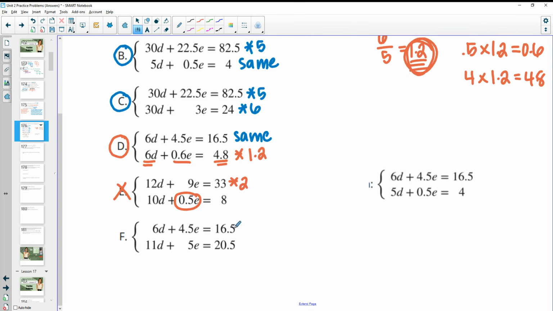And then F, they have the same equation for the top one. And then if we take a look at the bottom, they changed everything, but by how much? So for this first one, really the middle one's the easiest one for me to see. So they took 0.5 and they multiplied by 10 to get to 5. But 5 times 10 would have been 50. So then this one would have needed to change to 50, and it changed to 11. So this one is not equivalent.